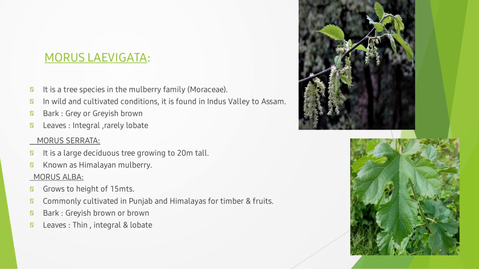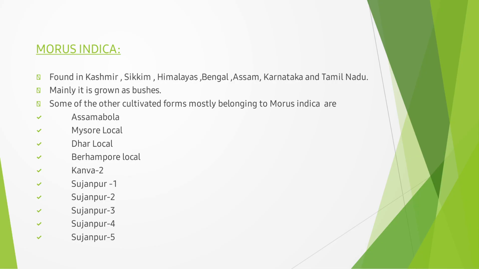Next is the Morus alba. The second picture is the typical diagram of a Morus alba leaf. Next, it grows to a height of 15 meters, and it is commonly cultivated in Punjab and Himalayas for timber and fruits. The bark of the Morus alba is grayish brown or brown, and the leaves are thin, integral, and lobate. Next is Morus indica.